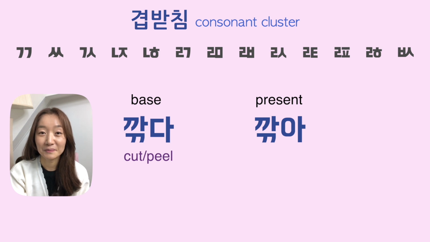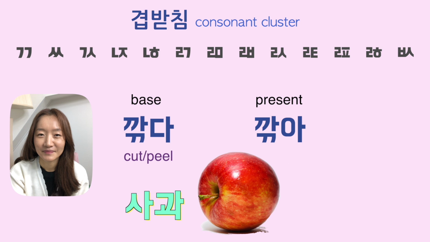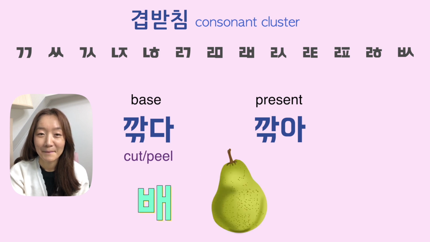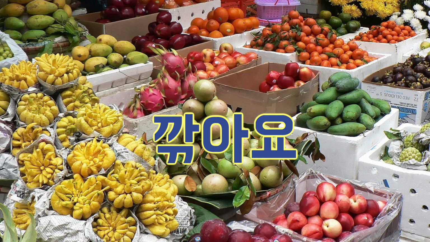Let's practice a little more with 깎다. What fruit do you peel? 깎다, you need a knife. So what fruit do you peel with a knife? 사과를 깎다. Peel an apple. What else? Peel a pear. 배를 깎다. What fruit? 깎아요? Please answer my question.